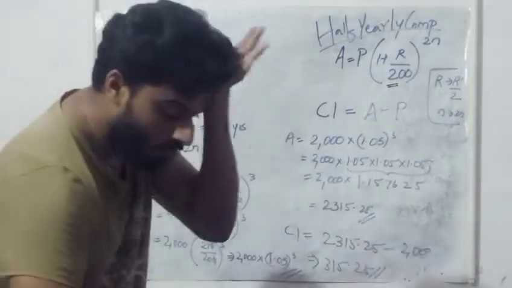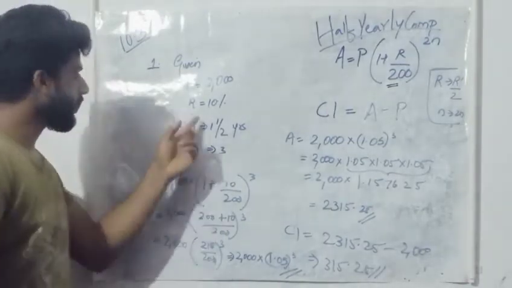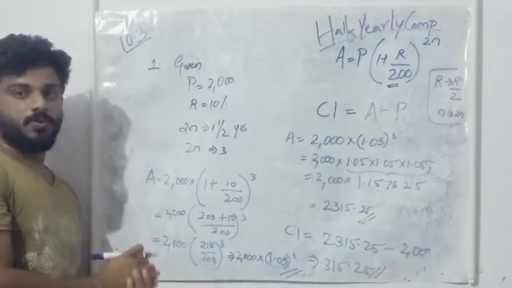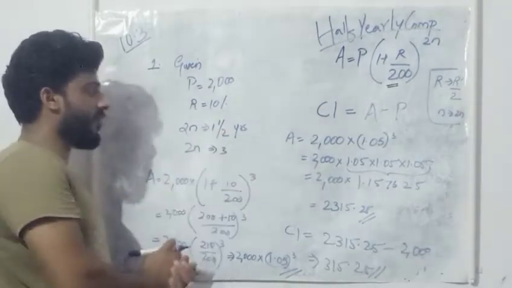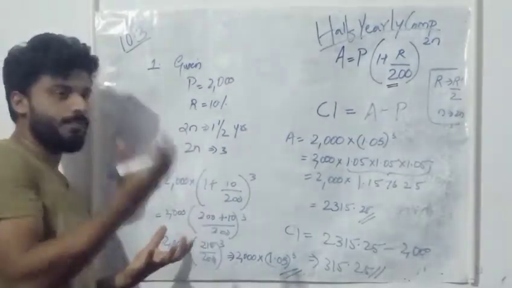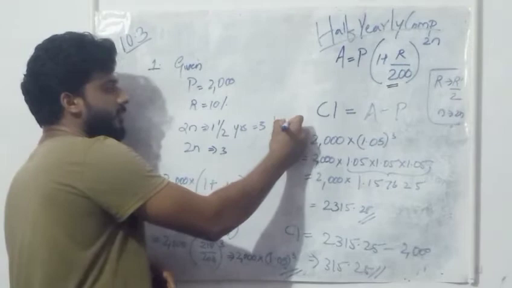Okay, I will make the problem once more clear. Given 2000, rate is given as 10%. We need to calculate 2n. It is given as 1.5 years. This 1.5 years is simply 3 half years.